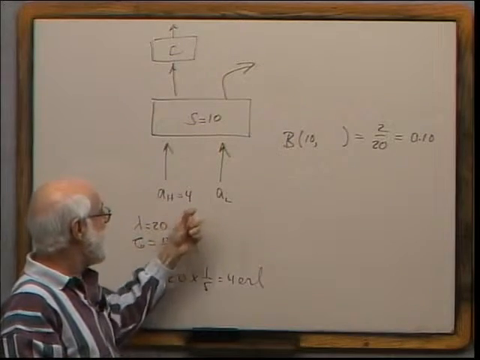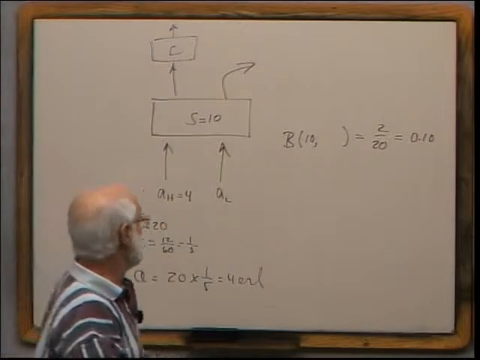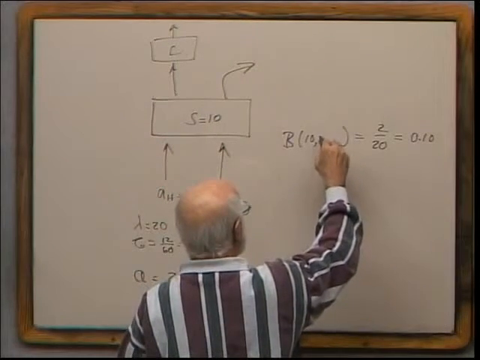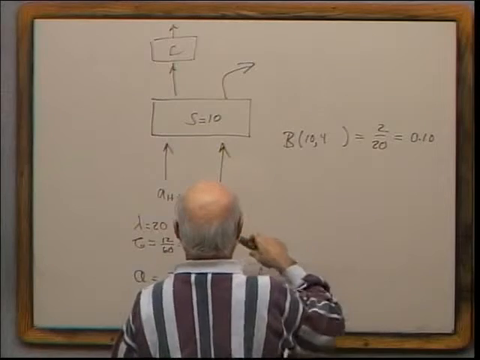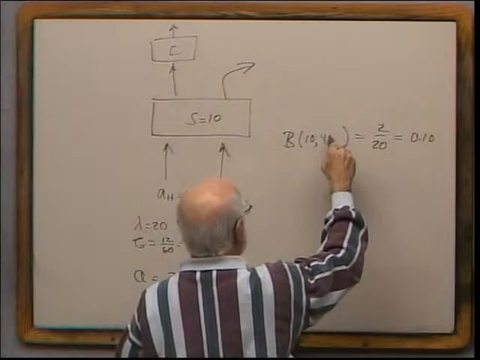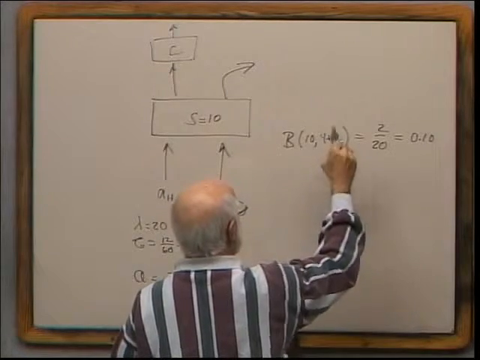So the number of Erlangs here would be equal to 4, that's the high priority traffic, plus A sub L, the low priority traffic. So that's a fact. Yeah, question?